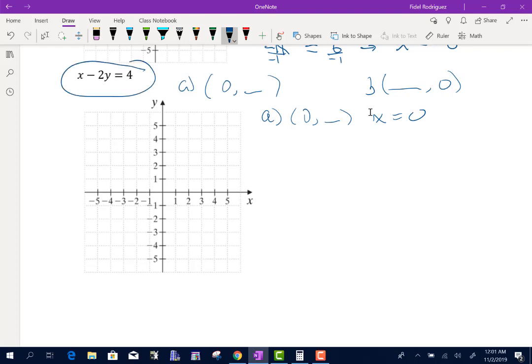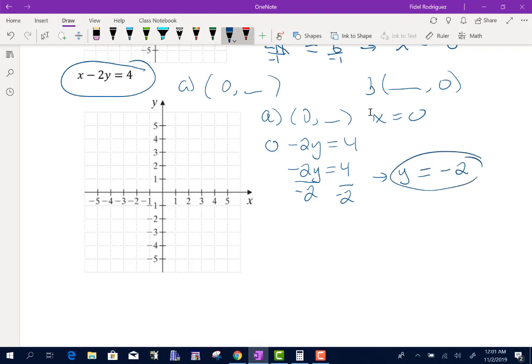This is the equation I'm looking at. So I'm going to write 0 minus 2y equals 4. Well, 0 minus 2y is -2y equals 4. When we divide both sides by -2, I end up with y equals -2. So right here, guys, I'm going to put a -2, and right here I'm going to put a -2.